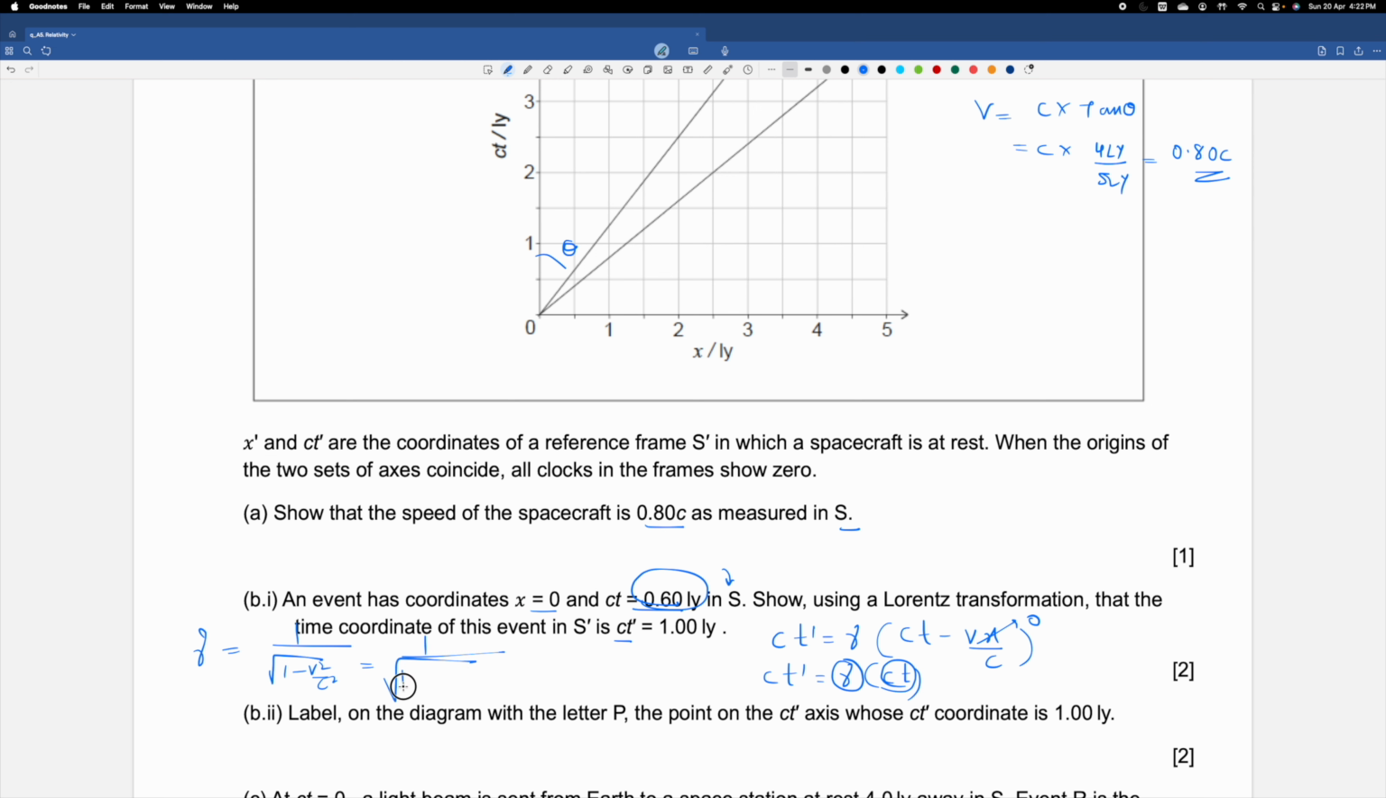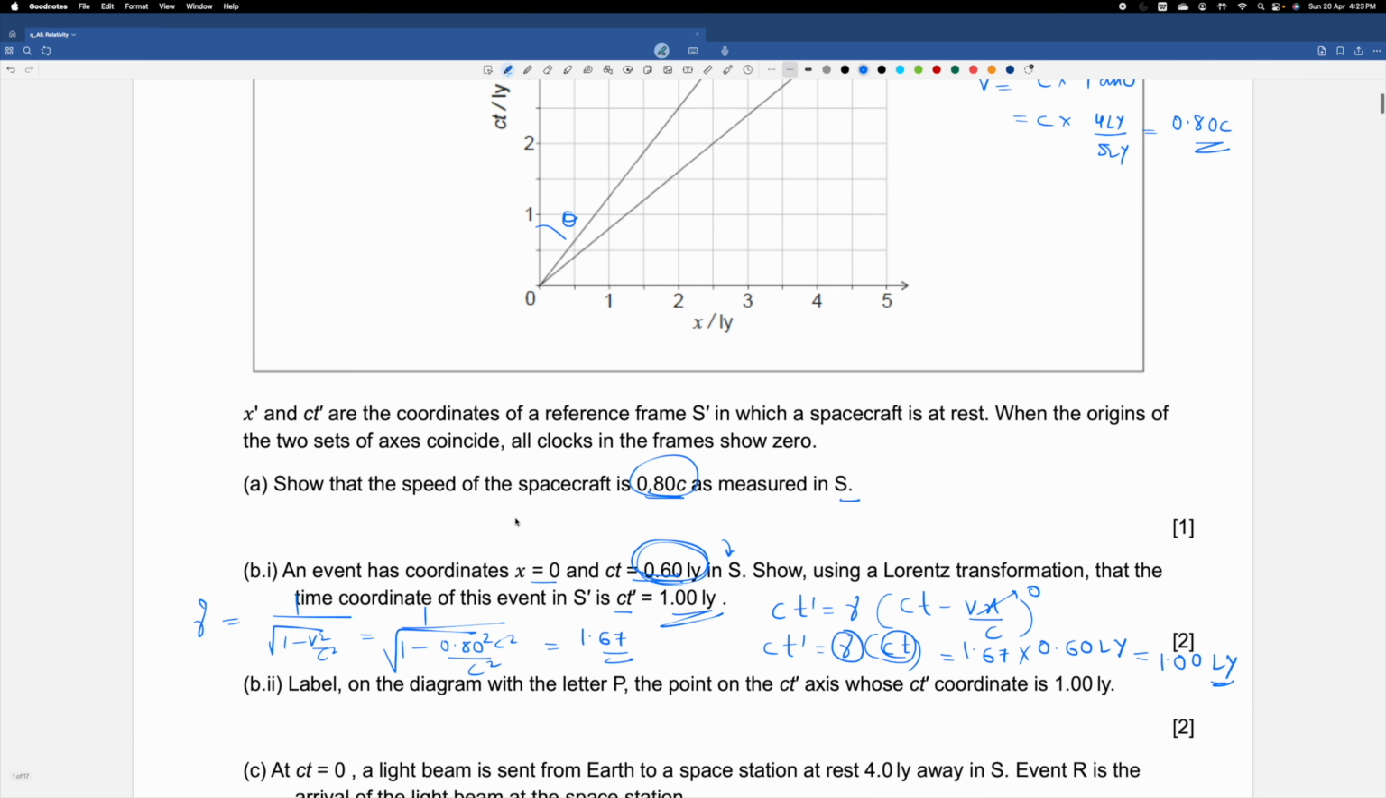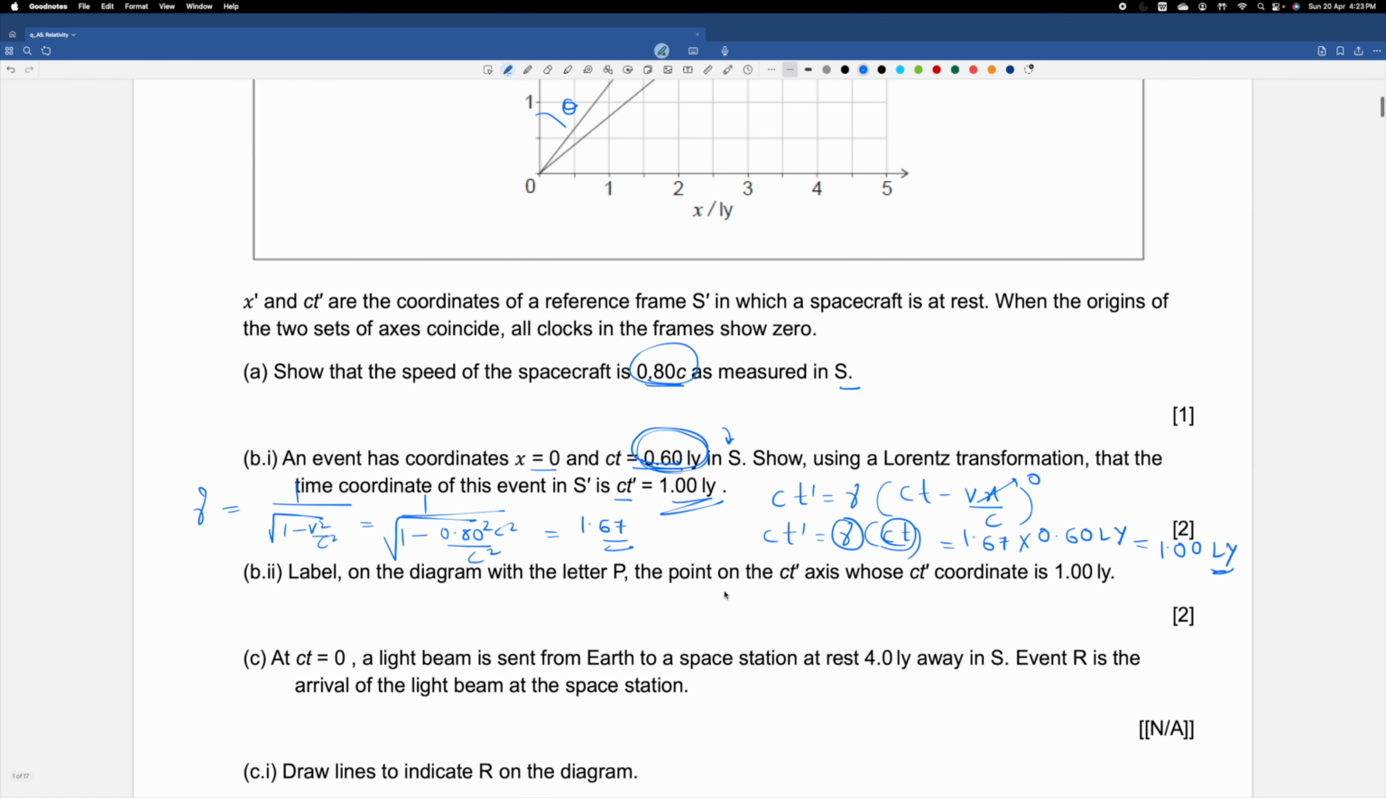That is 1 over the square root of 1 minus, what is the value of v, which is the speed with which the spacecraft is moving, that is 0.80 squared c squared over c squared. If you simplify this, the value of gamma will be 1.67. I'm going to substitute the value of gamma here, which is 1.67 times the value of ct, 0.60 light year. That will give me 1.00 light year.